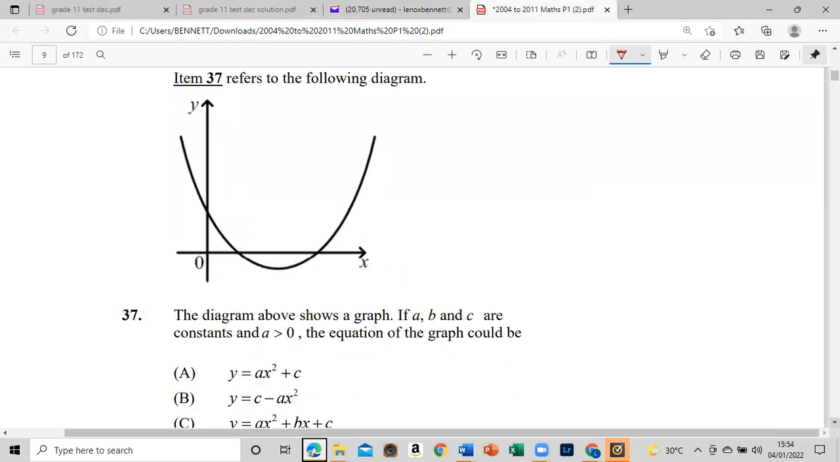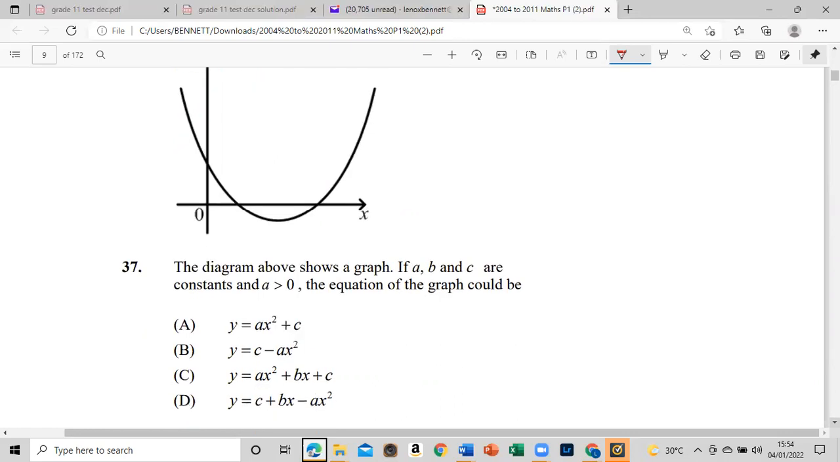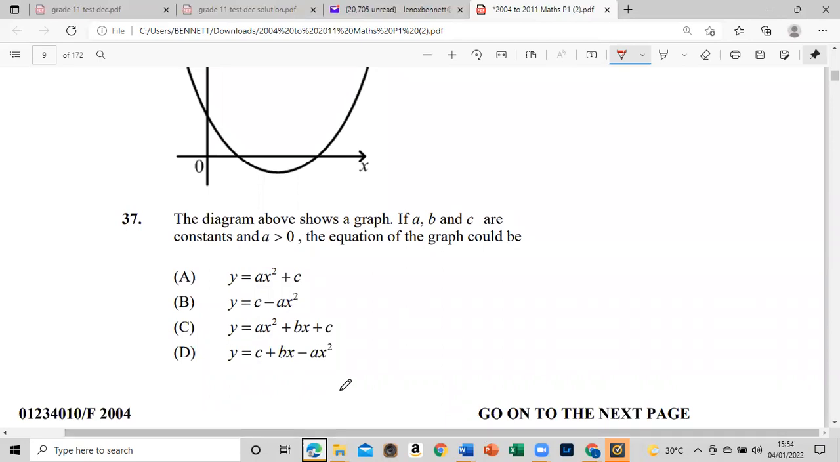37 refers to the diagram. The diagram above shows a graph, if a, b, and c are constant and a is greater than 0. The equation of the graph could be... Alright, I could eliminate some of them. It couldn't be this. Once a graph turns, so, couldn't be this neither. Once a graph turns like this, it is a minimum. They mirror maximum, so we can eliminate them.